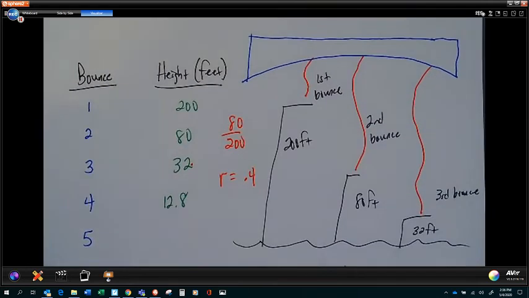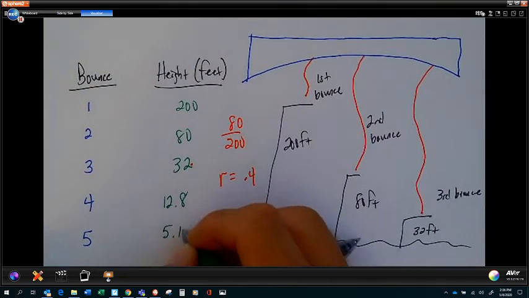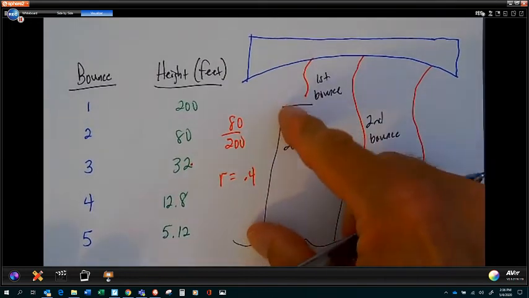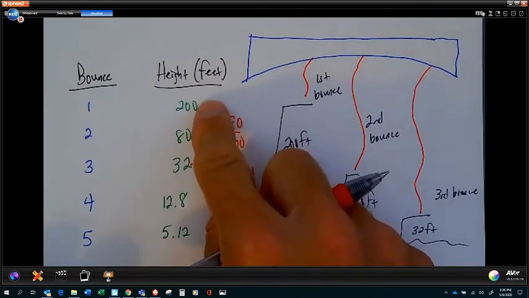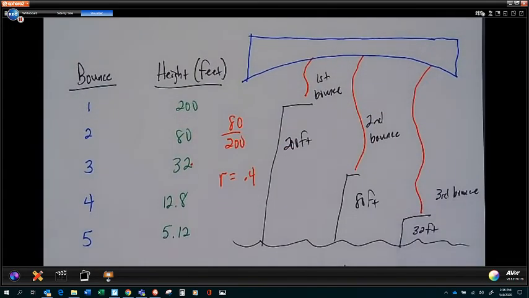And then I take 12.8 and I multiply it by 0.4. Again, remember, we're dividing, but now I get 5.12. And notice these are going down exponentially. They're not going down in a pattern of minus 50 or minus 50. They're changing at an exponential rate. And that's what we talk about in geometric sequences versus arithmetic.